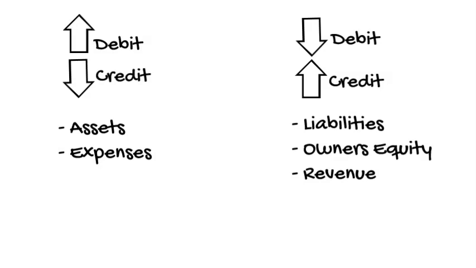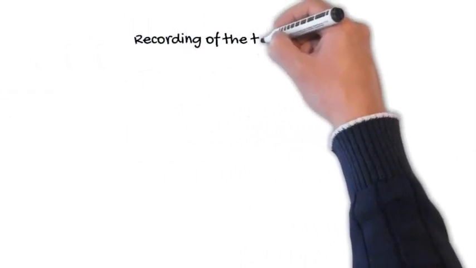Therefore, understanding the type of account you are working with and being able to classify it as an asset, a liability, revenue, or expense account is crucial in knowing whether you should be debiting or crediting the account in a given transaction. Now let's look at the actual recording of the transactions. When a debit is made to an account, it is entered on the left side, and a credit is entered on the right side. For example, this transaction demonstrates a debit to the cash account for $20 and a credit to the sales account for $20.